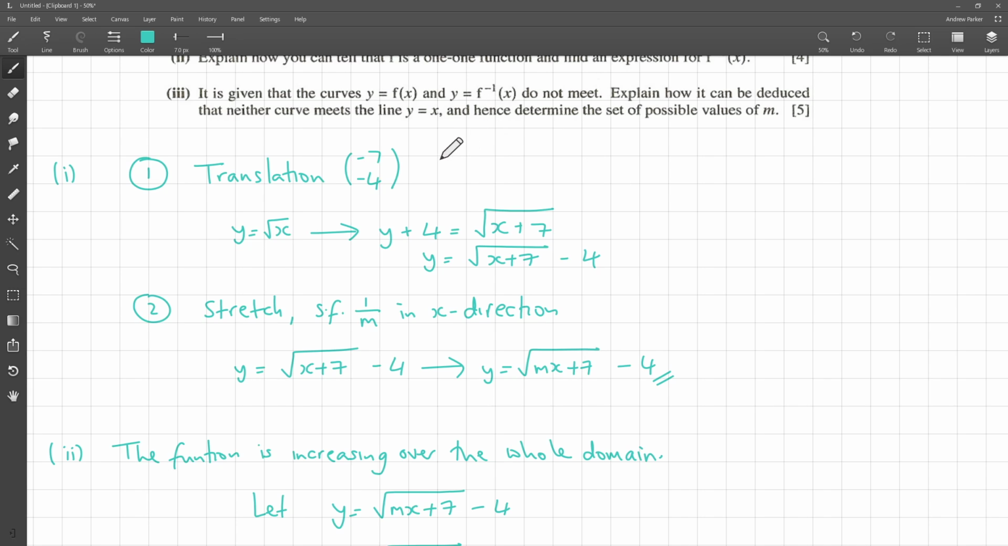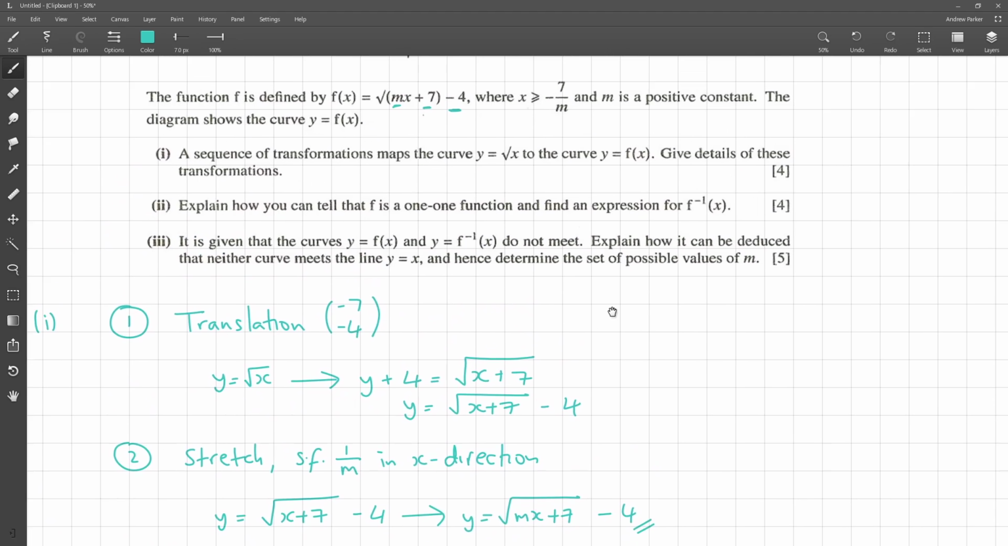If you were to do this as 2 separate translations, it actually doesn't matter where in this order of transformations you do the translation in the y direction. If you want to do the translation in the x direction of minus 7, that has to come before this stretch because they affect each other. But the translation in the y direction, that can come anywhere because x and y transformations don't affect each other.